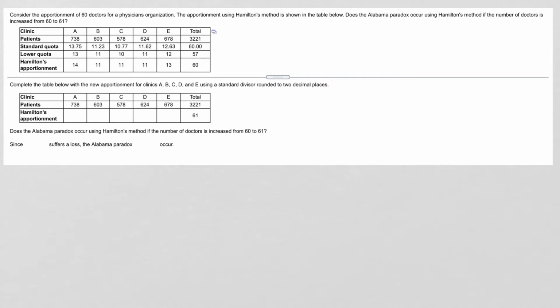In this problem, it says to consider the apportionment of 60 doctors for a physician's organization. The apportionment using Hamilton's method is shown in the table below. So that's what we have here. They used Hamilton's method.